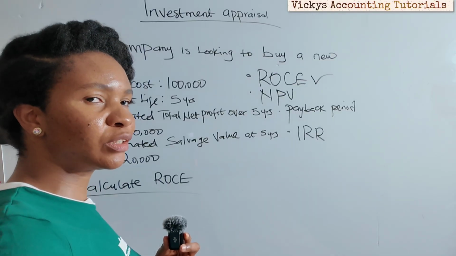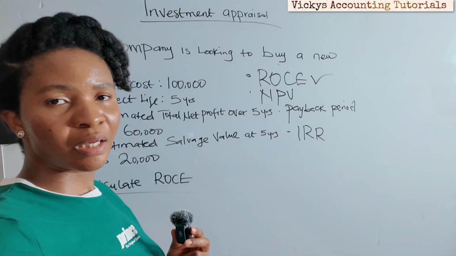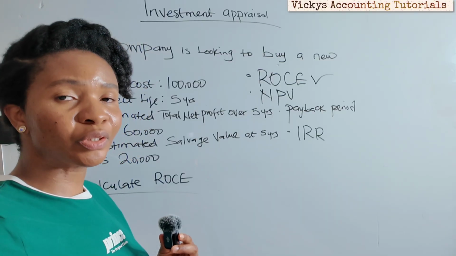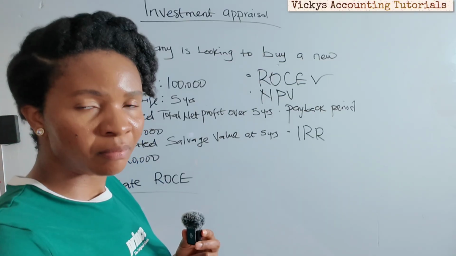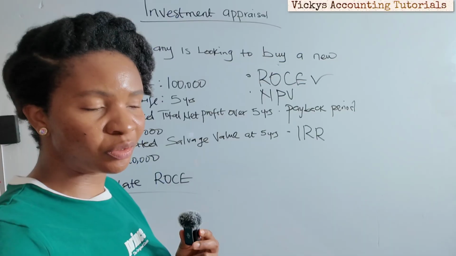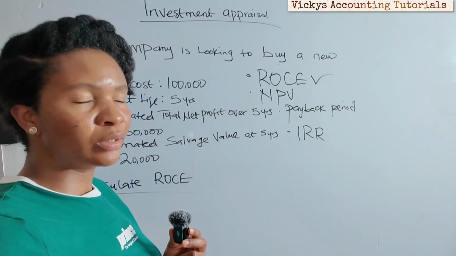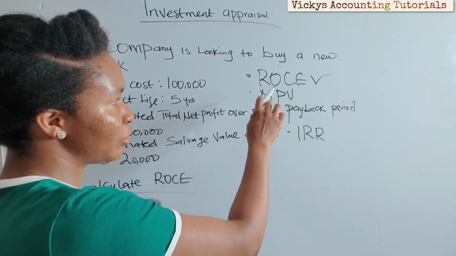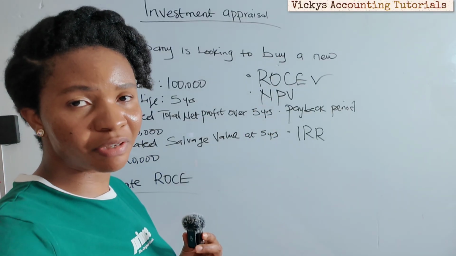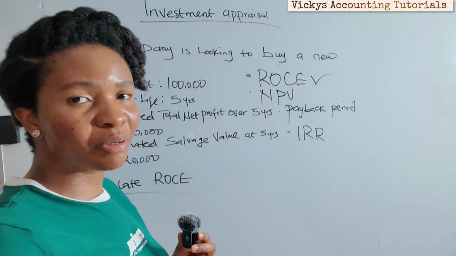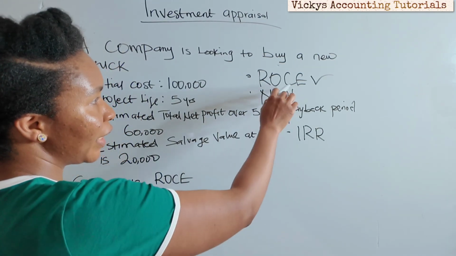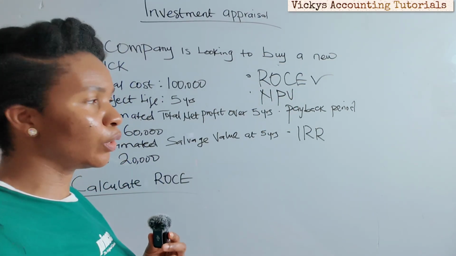Let's say, for instance, you want to purchase a big machinery for your business and you want to understand whether this machinery is going to be of benefit to you, if it's going to be profitable or not. So in order not to risk your capital, you have to perform a series of investment appraisals, right, before you can make that choice. So we're going to look into return on capital employed.